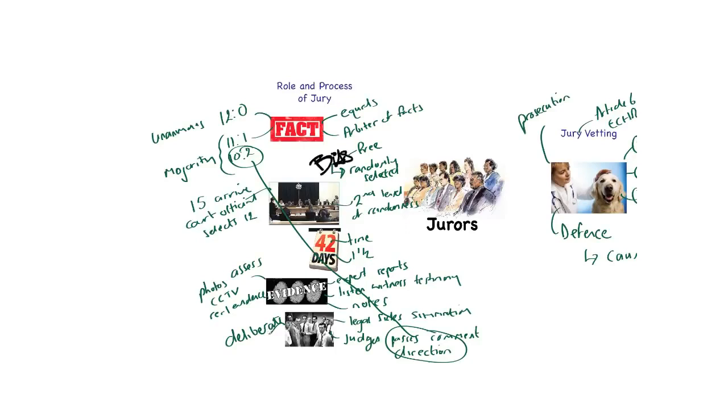And if they can't do that, they will come back to court. They will tell the judge that they can't make a unanimous verdict, and normally at that point the judge will decide whether or not he or she will allow an 11-1 or a 10-2 majority verdict. And then they come back to court and they give that decision. And that's pretty much the role and process of a jury.